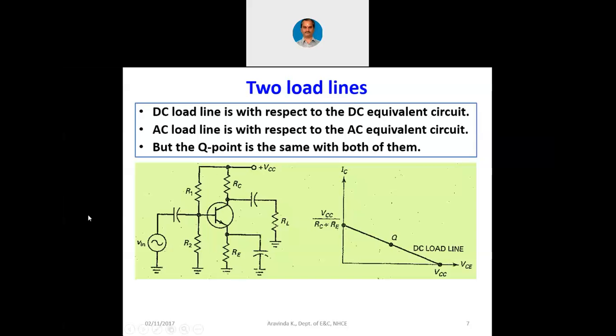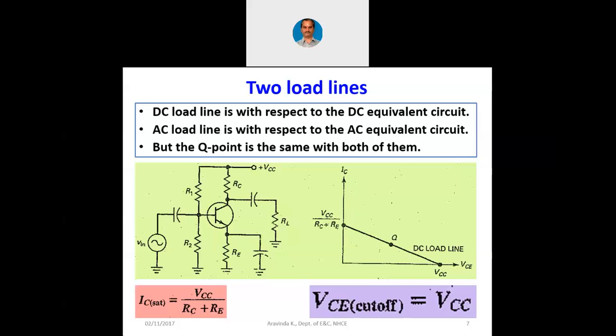Now proceeding with this, we know that IC sat is equal to VCC divided by RC plus RE, and we also know that VCE cutoff is equal to VCC. So these are the 2 points at which we join them and we obtain the DC load line. Obviously, when IC sat is there, VCE is 0, and whenever VCE cutoff is equal to VCC, IC itself is 0. So that is how we join these 2 points and obtain the DC load line. Let us see the AC load line now.